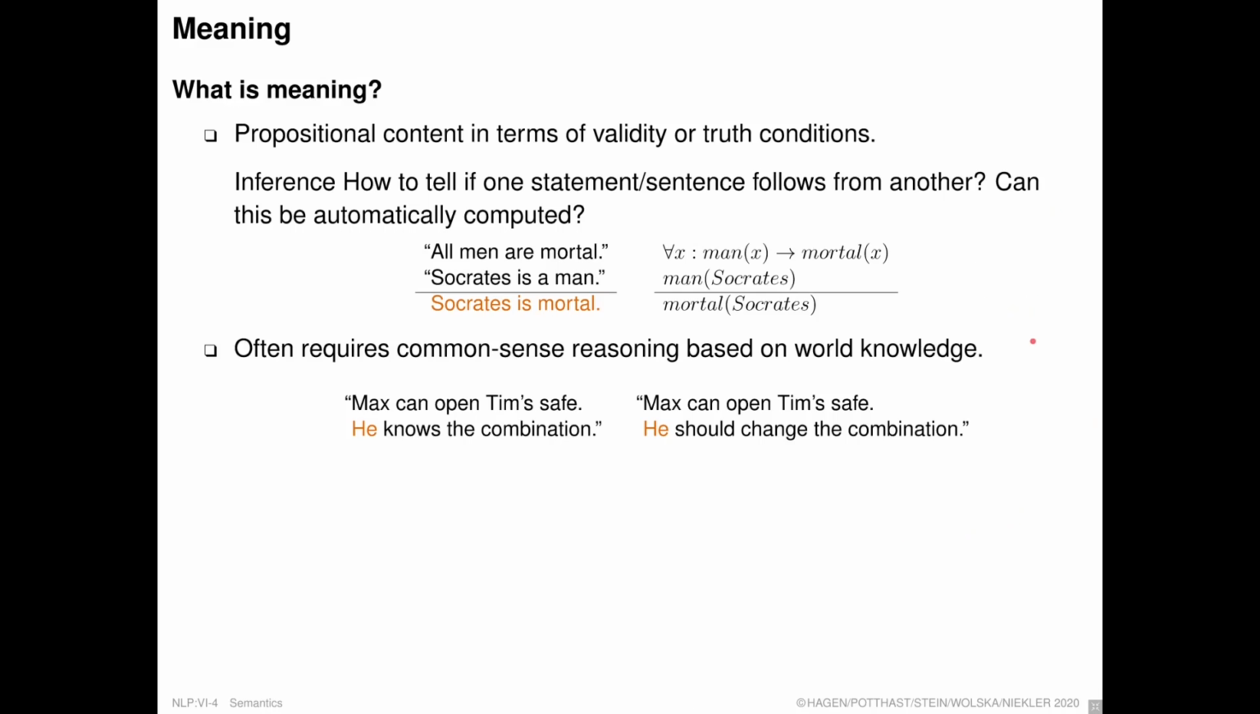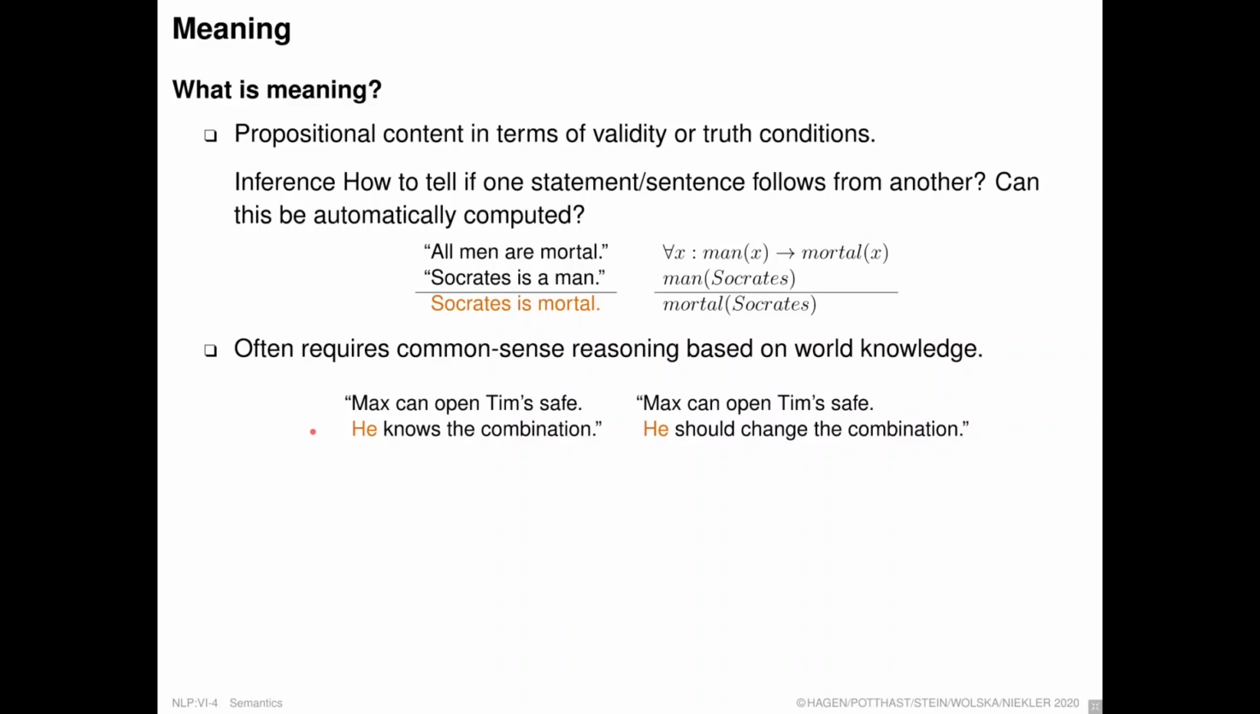Very often, this inference requires common sense reasoning and is also based on world knowledge. So some of the knowledge that is needed for deriving the truth conditions, the truth of a sentence, requires knowledge beyond the meanings of the words.